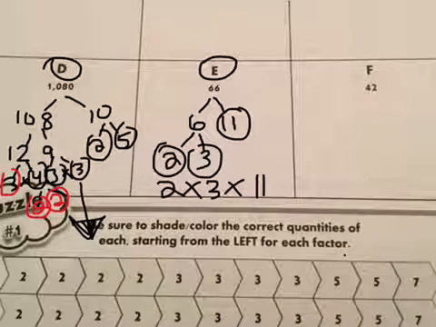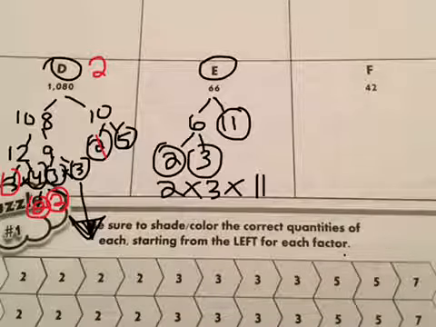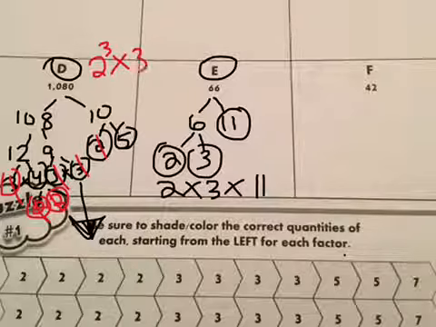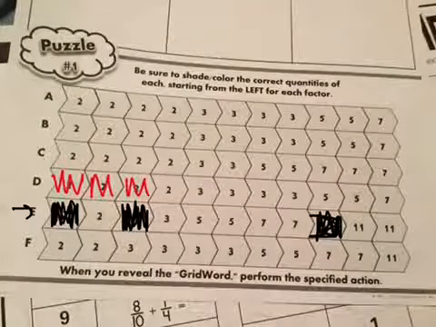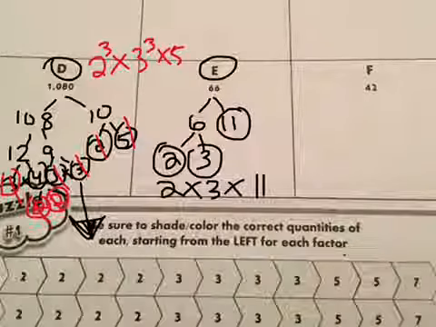Whew, alright, so how many 2's is that? This is why it's easiest to write it as exponential notation. So we have 2 to the third power times 3 to the third power times 5. And then we can go down to D, and we're going to get 2 to the third power, 3 to the third power, and 5.